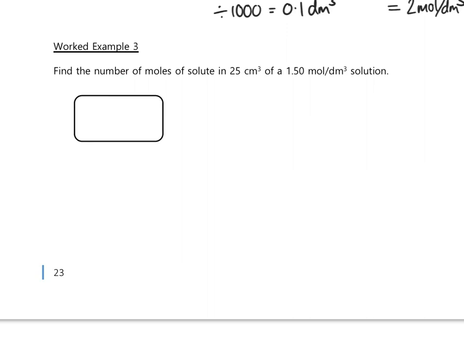Okay, so let's go back to page 23, worked example 3, and we're asked to calculate the number of moles this time. So first thing, pick your equation. What is the equation for number of moles?